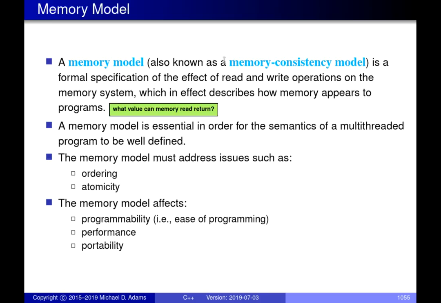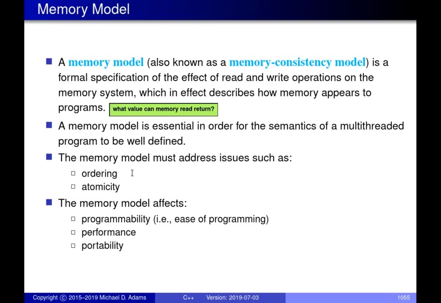You can think of it like a contract that the memory promises to behave in certain ways when you do certain types of memory accesses. In order for a program to have a well-defined meaning, you need to have some kind of well-defined memory model for the program to be running with respect to. Memory models typically need to address two issues: one is ordering and one is atomicity.